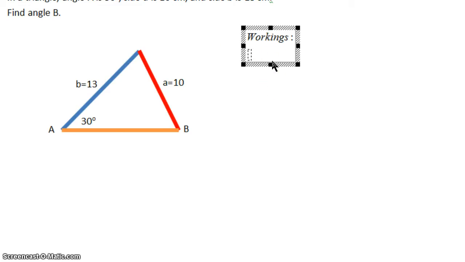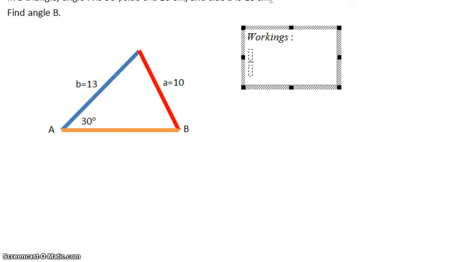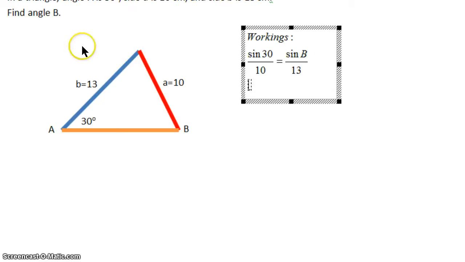Now, given that we already know what sine rule is, this has become very easy. Okay? So I'm going to go with sine 30 degrees, that's my sine A, over the side a, which is 10. This is equal to sine of B over 13. Okay? So just simply applying sine rule. Sine 30 over 10 is equal to sine B over 13.